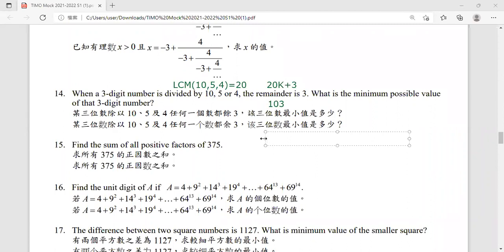Of course, you know that 100 is a multiple of 20, so you just add 3 to 100. Just that. Because we have to add 3 to your 100.